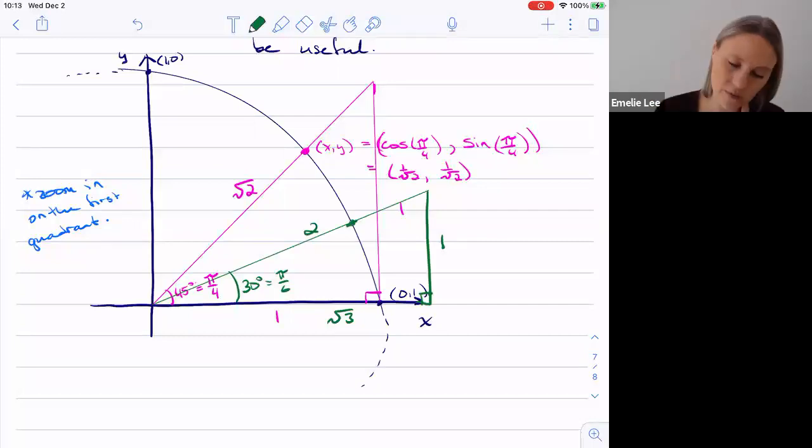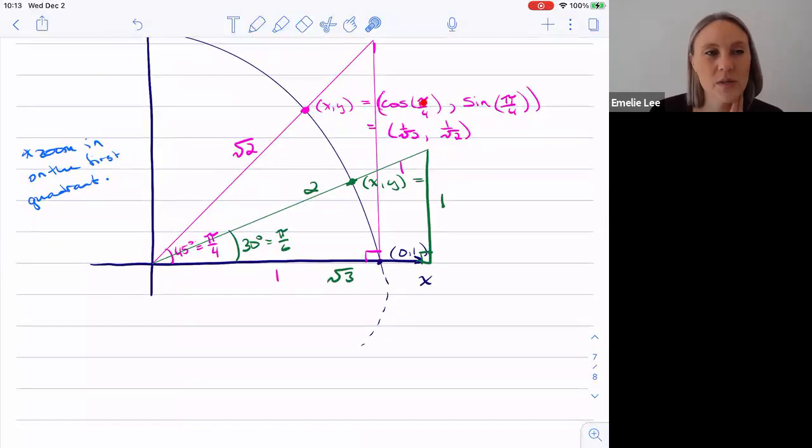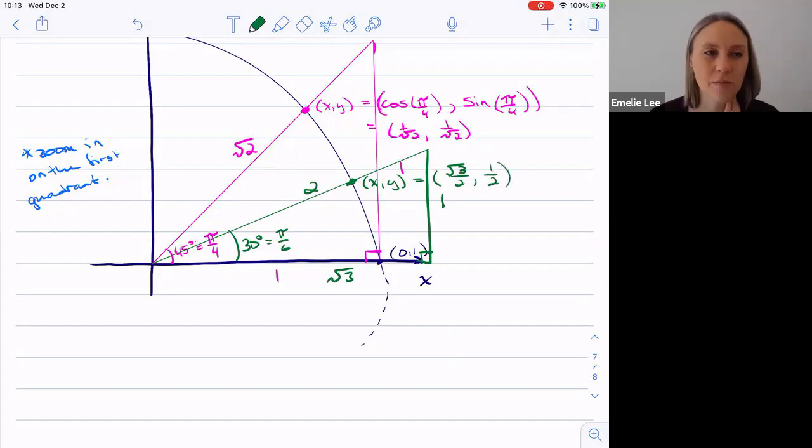Same idea though. If I need this (x, y) point, just jumping to the cosine of pi over 6, the cosine of pi over 6 is going to be the x value. So the cosine of pi over 6 is the adjacent, root 3, over the hypotenuse, which is 2. Root 3 over 2, and the sine is the opposite over the hypotenuse, which is 1/2.